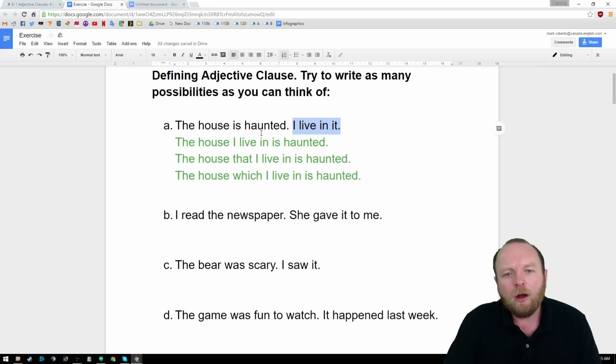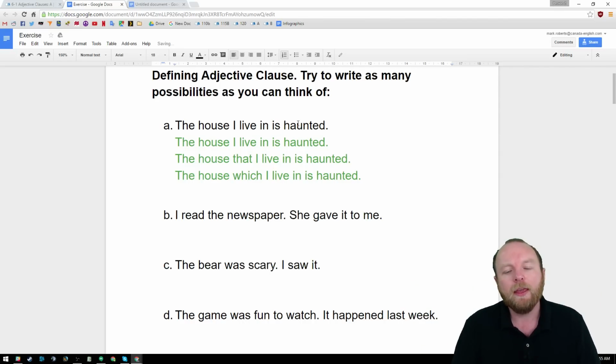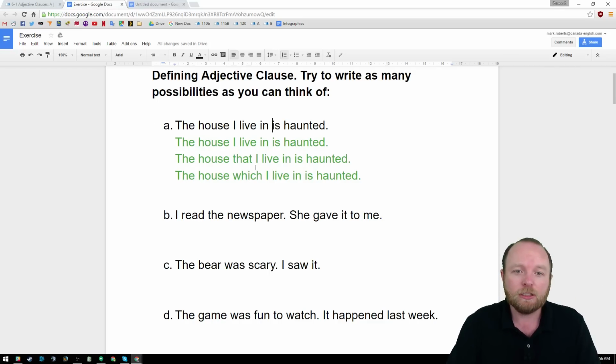But okay, the house is haunted. Which house? Right? Well, we put the adjective clause beside the word. That's the first rule, right? The second rule is, don't say the thing 2 times. So the house, it, same thing. Okay, let's get rid of this. Let's take this out. Now the last thing is relative pronouns. So house, that, which are possible. Both are possible.